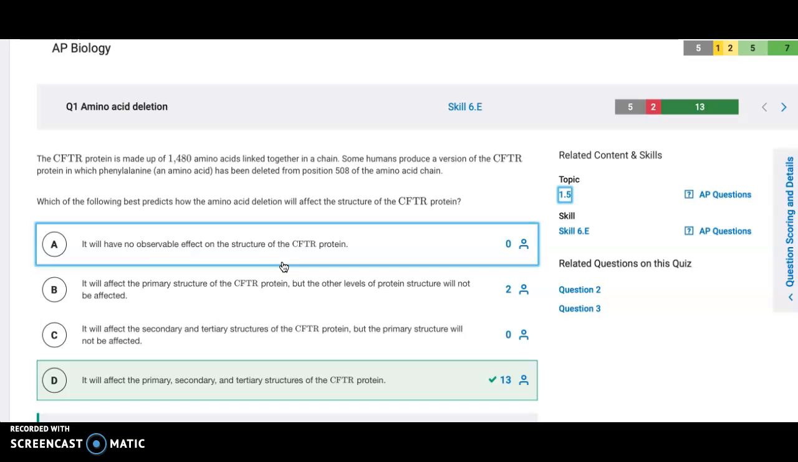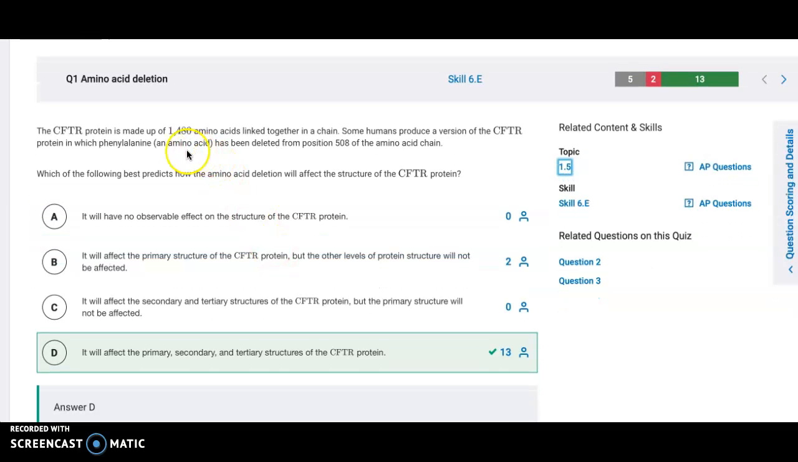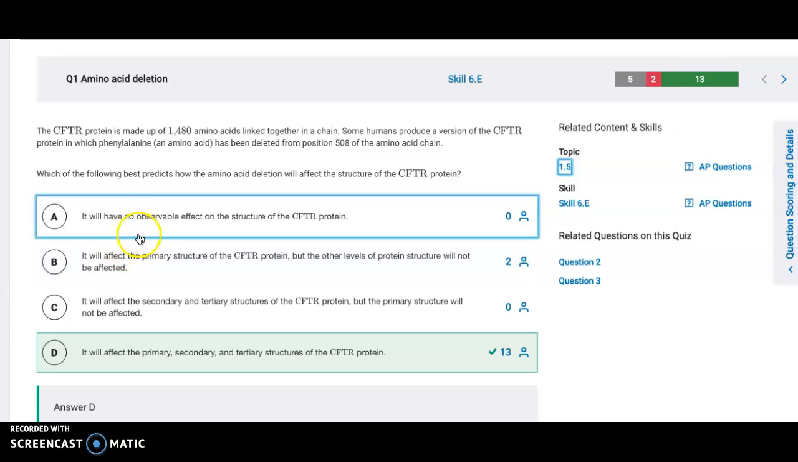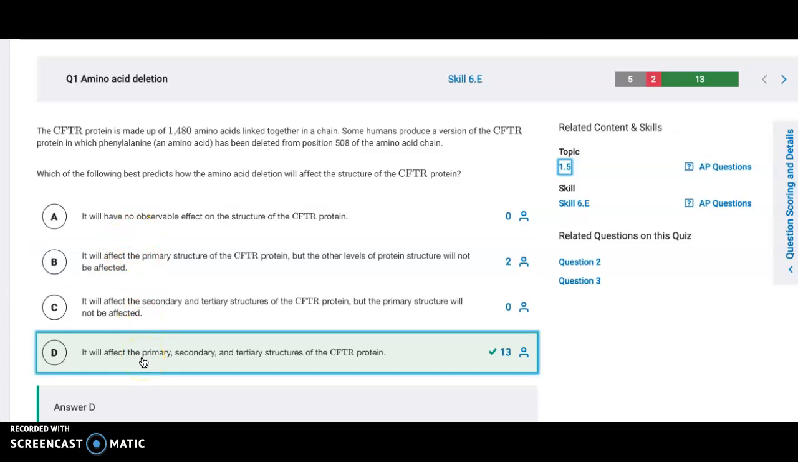It's made up of a certain number of amino acids in a chain. Some humans produce a version of the CFTR protein in which phenylalanine, which is an amino acid, has been deleted from position 508. And you're asked to think of which best predicts how the deletion will affect the structure of the protein. So we know if we remove one of the monomers, this is going to change the way that the protein folds. This question, when I look at the prompts, is clearly assessing that you understand the difference between primary, secondary, and tertiary structures in a protein.